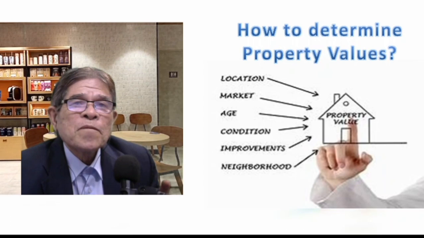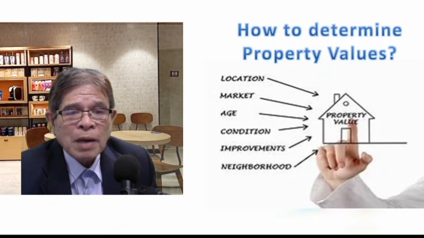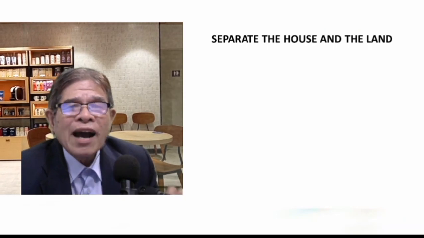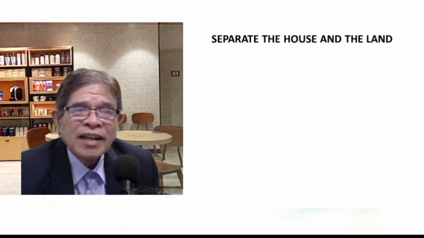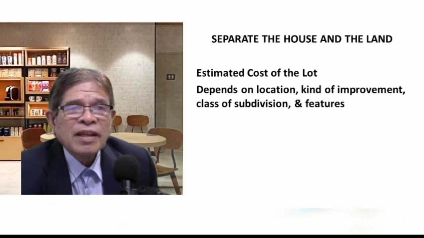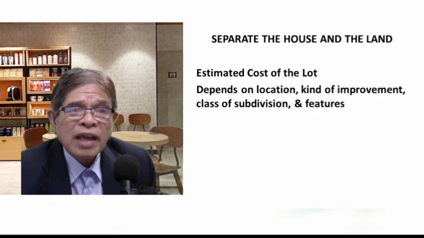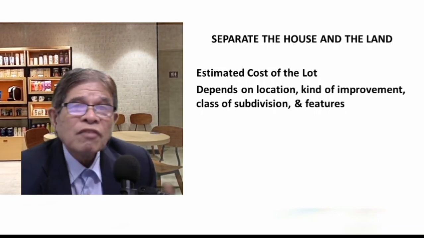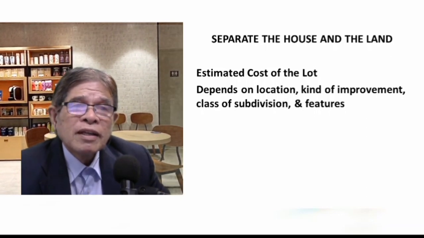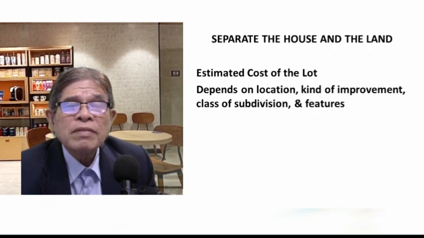What is that formula or method in computing the true price of the property? And this is the method. Separate the house and the land. The estimated cost of the lot depends on location, the kind of improvement, the class of subdivision, whether A, B, or C, and the features of the specific properties, such as the view, and is it a corner lot, and so on and so forth. So you have to estimate the cost of the lot.